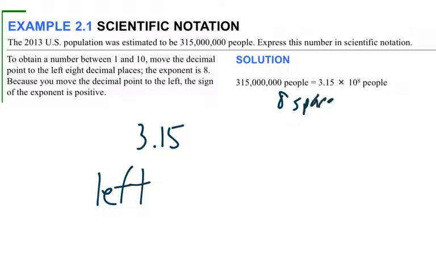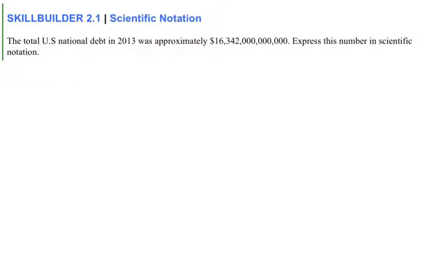So what we're going to do is we're going to put 3.15. This is the location of the new decimal point position. And then we're going to put times 10 to the 8, and it'll be a positive number. Let's take a look at another example.